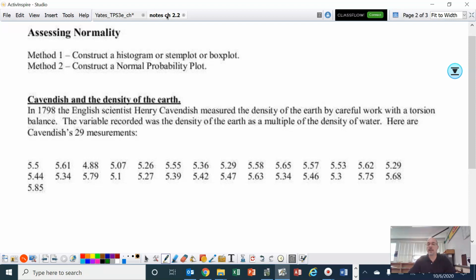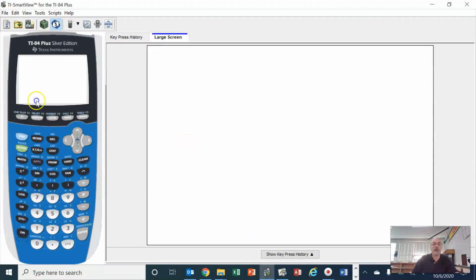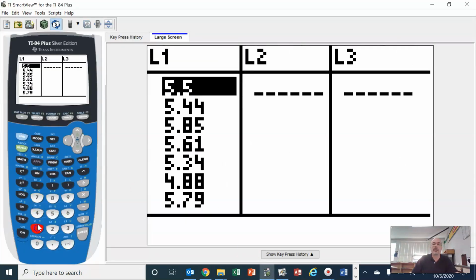Here are the 29 measurements. Now, to save time, ladies and gentlemen, I already typed them into the calculator. I typed all 29 of those in list number 1.